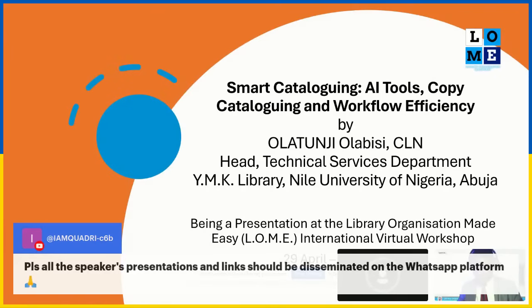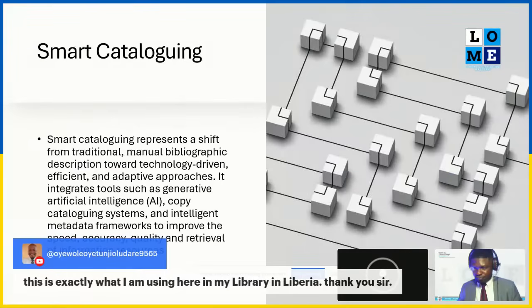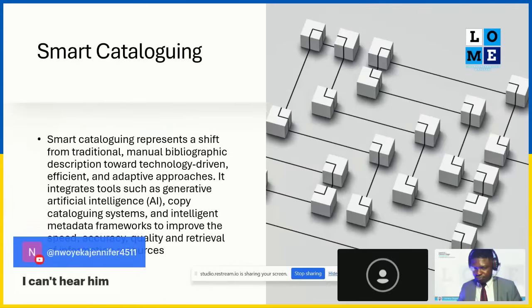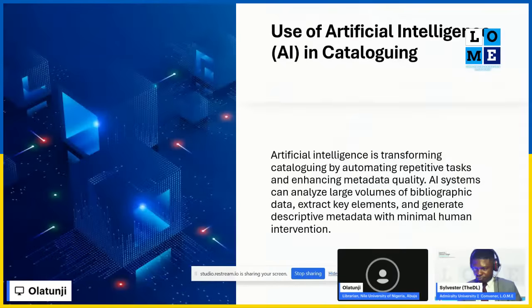So today I'm going to be showing you some tools that we have that are working perfectly already, that will aid your cataloging process and even other library services. My topic once again is smart cataloging, AI tools, copy cataloging, and workflow efficiency. By way of introduction, I define smart cataloging as a shift from the traditional, manual description of records to technology-driven, efficient, and adaptive approaches. That is the use of generative AI, copy cataloging systems, and intelligent metadata frameworks to improve the speed, accuracy, quality, and retrieval of information resources.